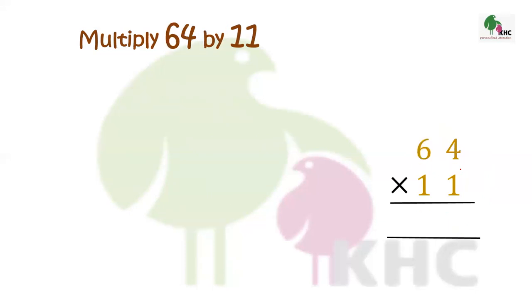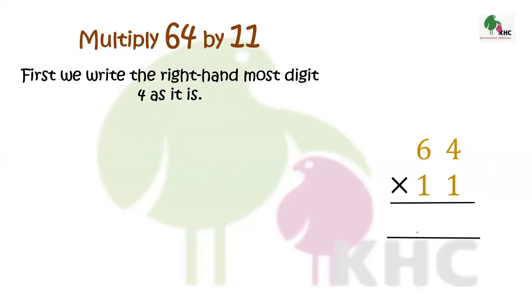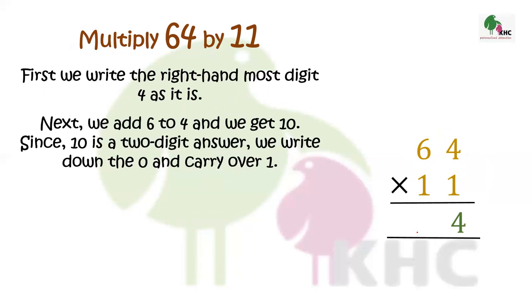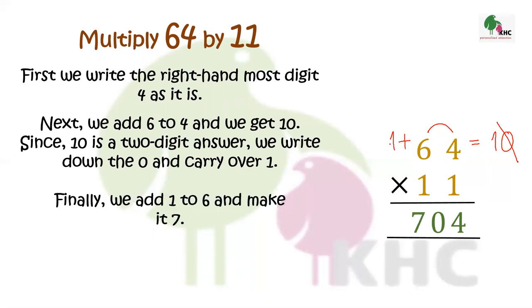Now, if you have to multiply 64 by 11, first of all, you write 4 as it is. After that, 6 plus 4. 6 plus 4 is 10, but you're not supposed to insert two digits at once. So what should you do? You write 0 and you carry 1. Now lastly, you have to write 6 because the last digit was 6, but this 6 is now carrying 1, due to which we write it 7. Therefore, the product of 64 times 11 is 704.